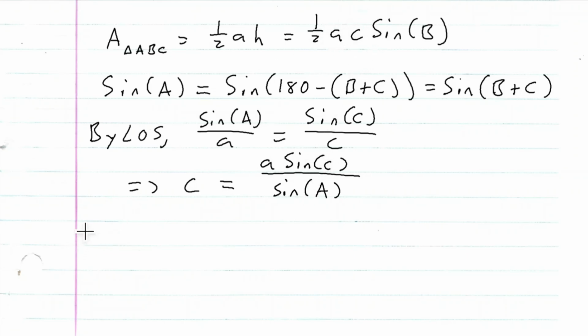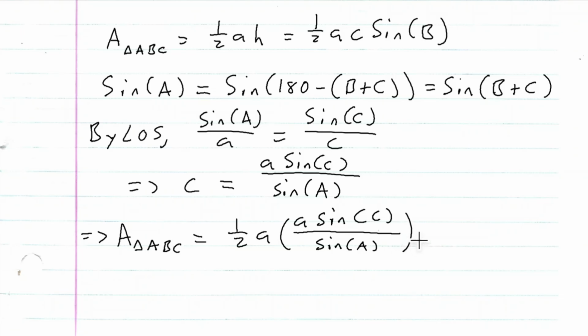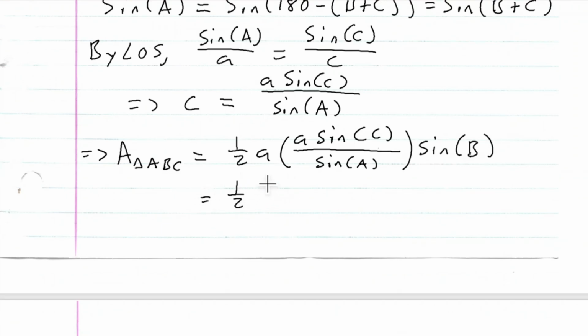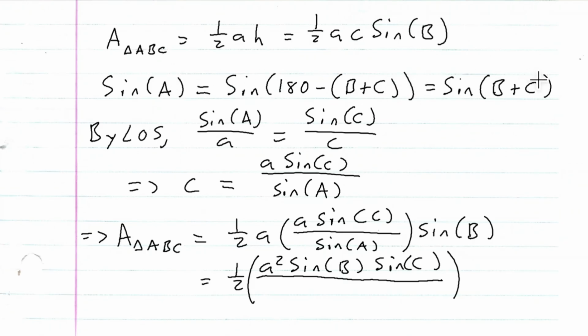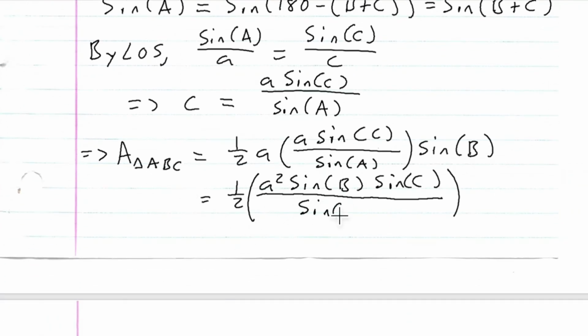Now I'm going to plug that into this formula here. So this implies that the area of triangle ABC is equal to 1/2 A times the C, which now is A sine C over sine of A, and then sine B. This is the same thing as 1/2 A squared sine of B sine of C, all over sine of A. And we established earlier that sine of A is the same thing as sine of B plus C. So this is over sine of B plus C.